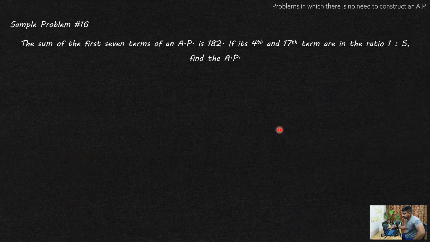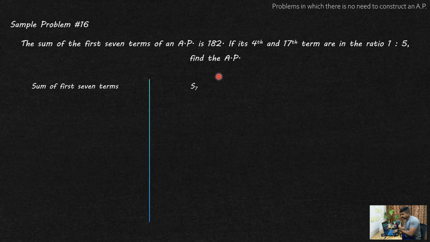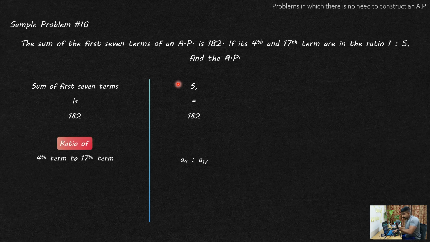So, last question. Sum of the first 7 terms of an AP is 182. If its 4th and 17th terms are in ratio 1:5, find the AP. Now I seriously hope that, in the way we have been attempting questions, you can attempt this question and find its answer. Let's start. Again, we'll draw a vertical line. Sum of first 7 terms is 182. The ratio of 4th term to 17th term is 1:5. Find the AP.